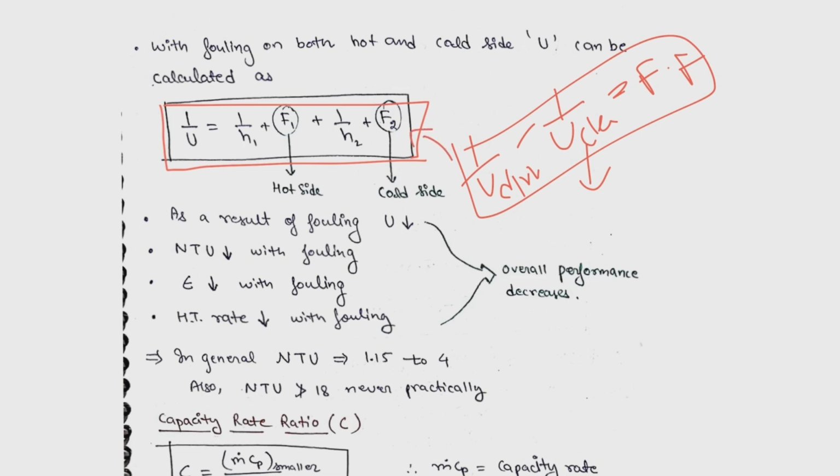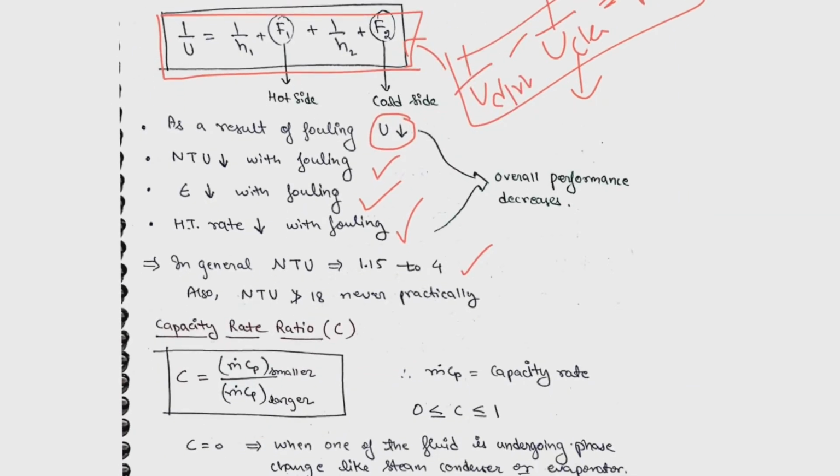So what are the effects of fouling? What will happen because of this fouling? Because of fouling, the overall heat transfer coefficient will get reduced, because of which the overall heat transfer will also reduce. Also NTU is proportional to U, therefore NTU will reduce, effectiveness will reduce, and heat transfer rate is reduced by fouling, which I have already told you. Generally NTU is 1.15 to 4. NTU can never be greater than 18 practically.